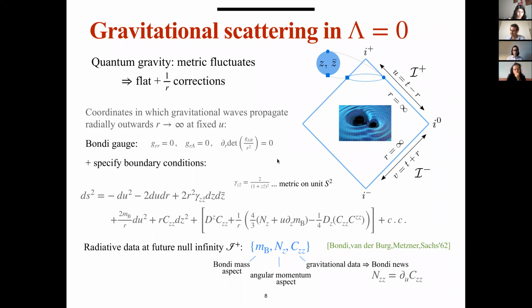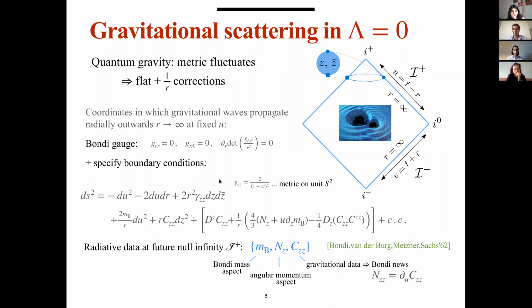This has had a lot of history, going back to the 60s in a sense, where Bondi, van der Burg, Metzner, and Sachs had their seminal work where they discuss boundary conditions of asymptotically flat space, because they wanted to understand the symmetries of general relativity in asymptotically flat space. And so the boundary conditions that they proposed are given here.